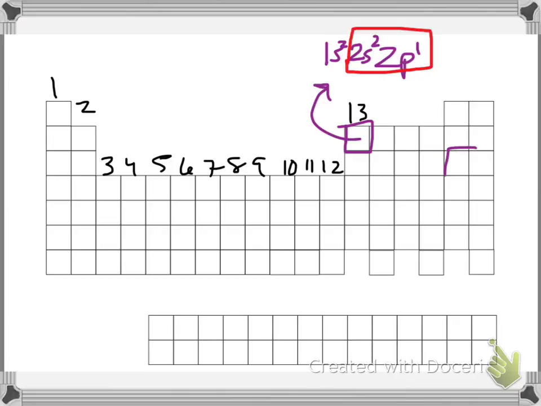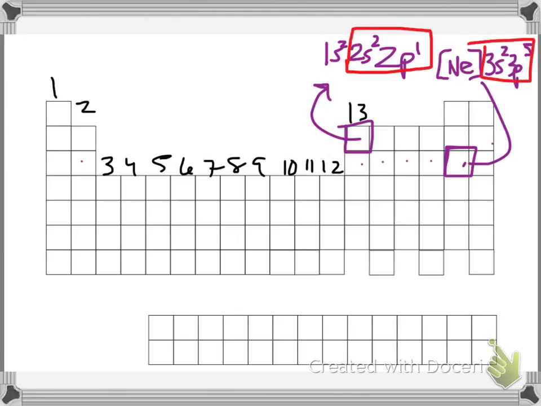So let's look at this one. We could do noble gas notation for this, and this is neon. So that would be neon plus what? 3s1, 3s2, 3p what? 1, 2, 3, 4, 5. How many valence electrons does that have? 7. I heard 7. I heard the sibilant hissing of sevens. 7.